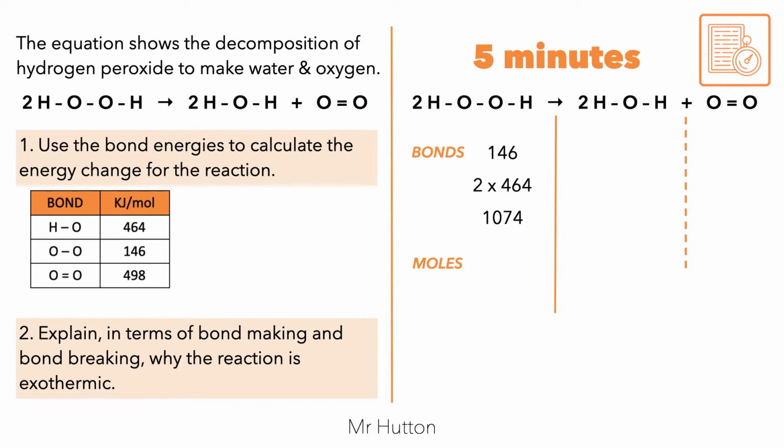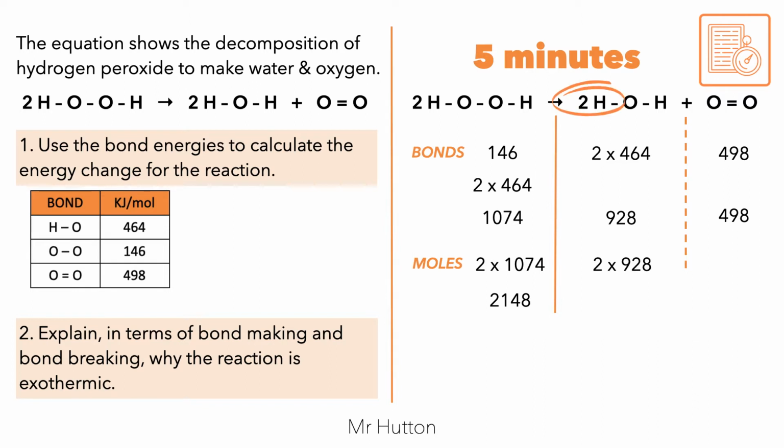1074. In the products, we've got 2 OH bonds in that H2O molecule, so that's 2 times 464, which gives us 928. And then we've got the oxygen-oxygen double bond at 498, and there's just one of those, so it's 498 again there. So then we consider the moles. In the equation it tells us we've got 2 moles of our hydrogen peroxide, so we need 2 lots of our 1074. That's going to give you 2148. We then look at the water where we've got 2 moles, so we times our 928 by 2.